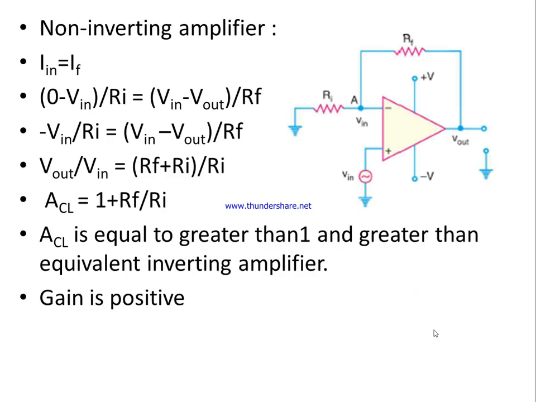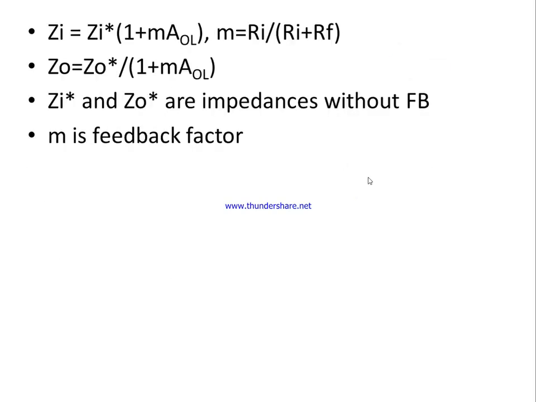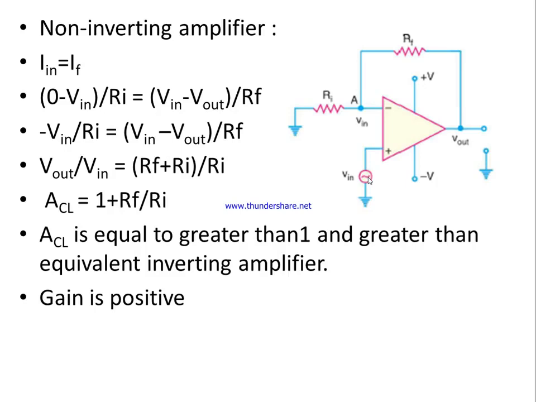Next, the non-inverting amplifier. In a non-inverting amplifier, the input is connected to the non-inverting terminal, while Ri and Rf are connected to the inverting terminal itself, and the input voltage is connected to the non-inverting terminal.